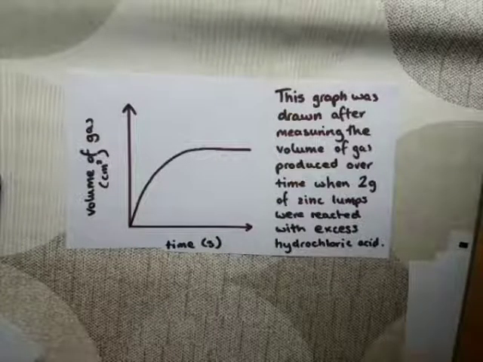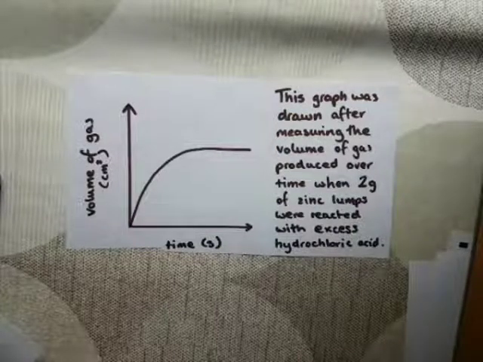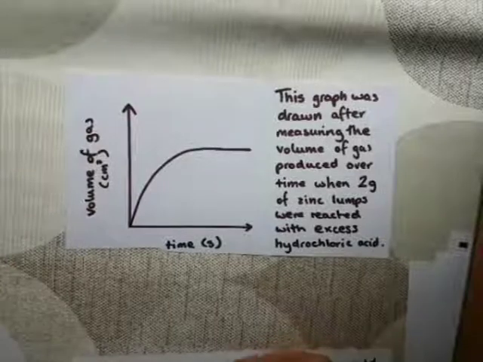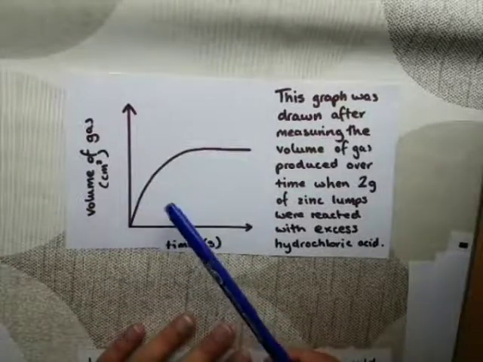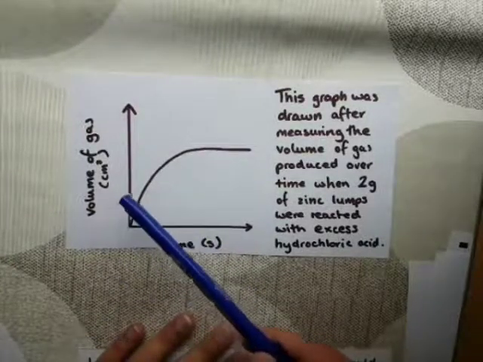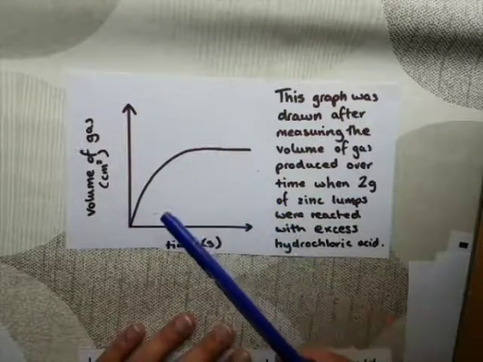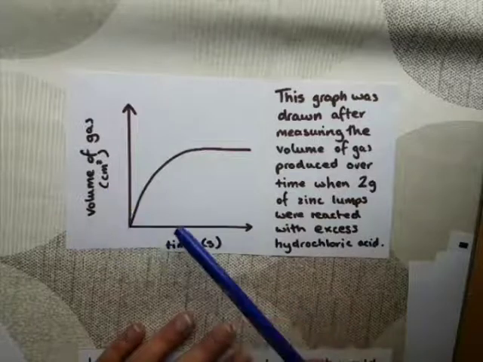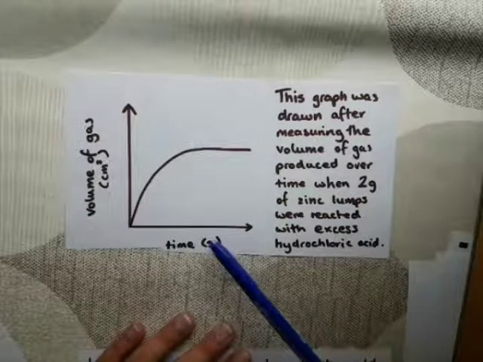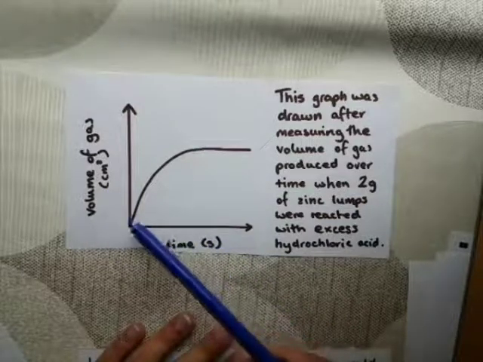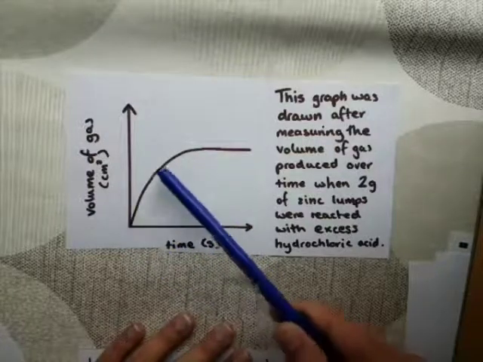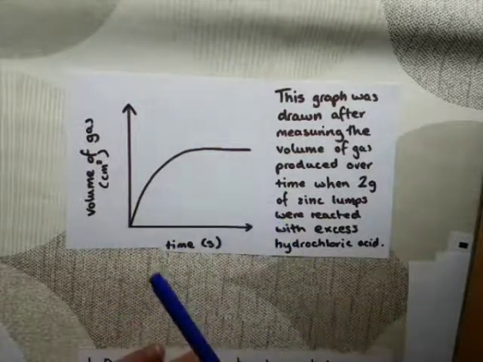Okay, so our first starter question is going to be all about this graph here, and the first thing I'd like you to do is pause the video and just take down a little sketch of this graph. It doesn't matter exactly how you do it, as long as it looks pretty much like the one I've drawn here. So you've got volume of gas on the y-axis, time on the x-axis. I've not put any numbers in. This is just a general shape of a graph that we might expect.